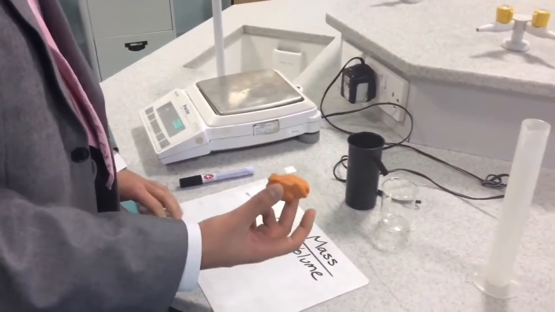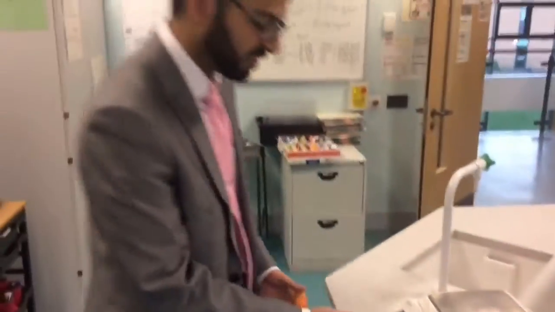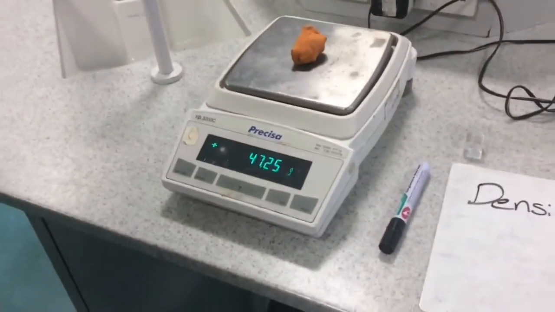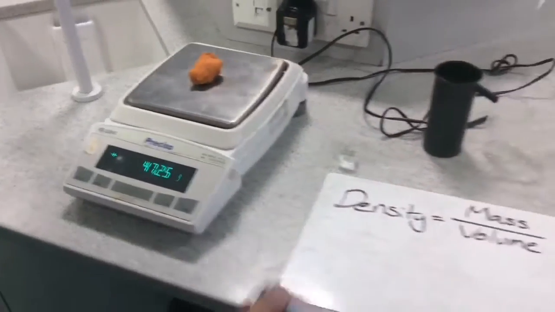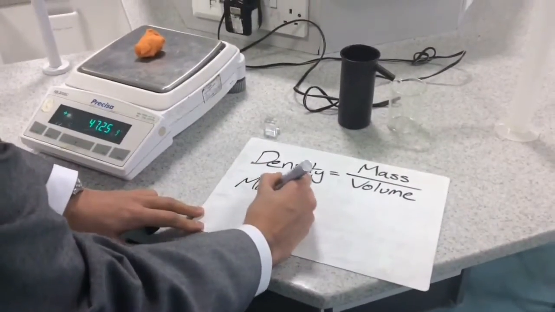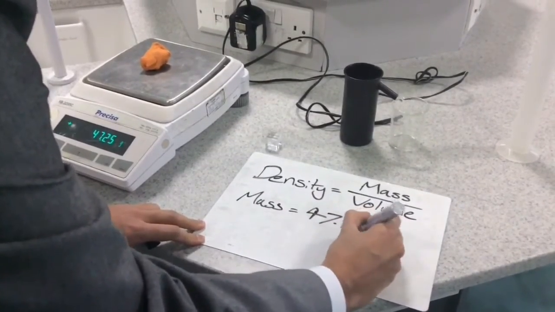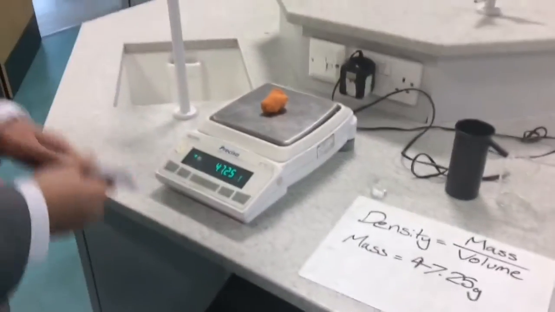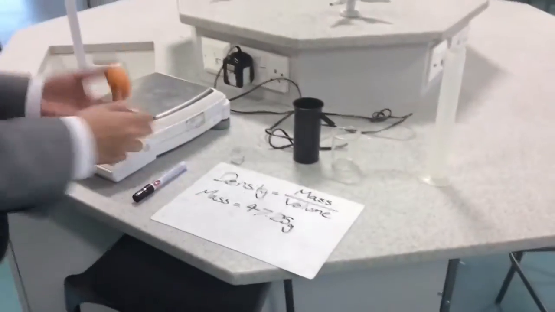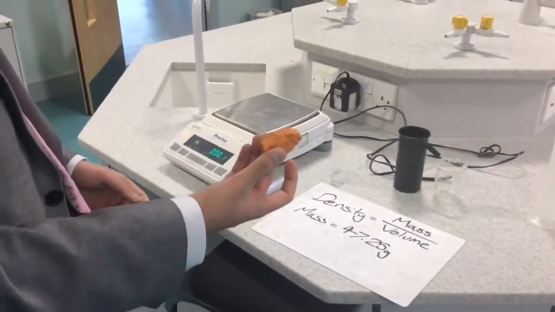So to work out the mass of this blob is very straightforward. We use electronic scales, measure the mass, making sure they're on 0 to start off with. So we have the mass of the plasticine is 47.25 grams. We now need the volume. How are we going to work out the volume of this blob?